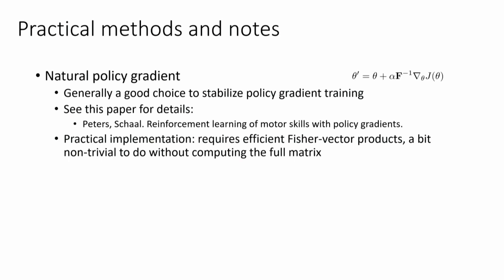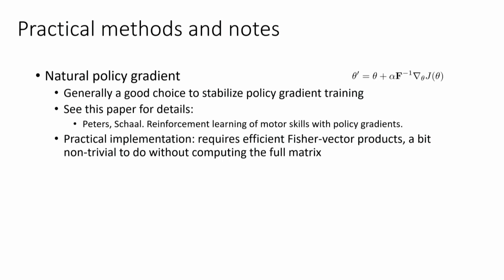A practical implementation of this method requires efficient matrix vector products between the Fisher information matrix and a vector. It's a bit non-trivial to do this without computing the full Fisher information matrix. Why don't we want to compute the full Fisher information matrix? Well, because if you have a neural net, you have 1,000,000 parameters. That's a 1,000,000 by 1,000,000 matrix. In practice, you never build that full matrix.